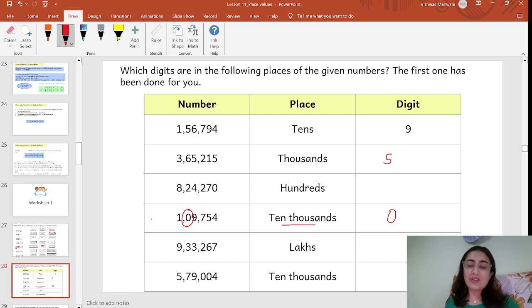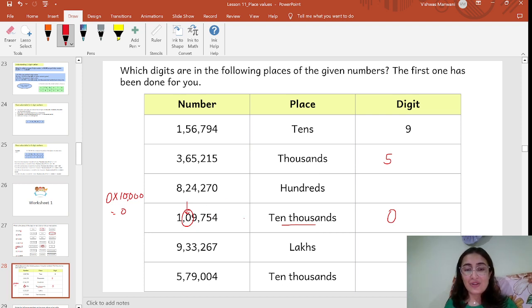What did I tell you? Let's revise it again. To calculate the place value of any digit, we multiply that digit with the place on which it is. So this 0 is at the 10,000 place. Anything multiplied by 0 will give me 0. Which means the place value of this 0 becomes 0. Now, this is another interesting observation about the place value of 0. No matter 0 is at which place, it may be at ones, it may be at lakhs, its place value will always be 0.